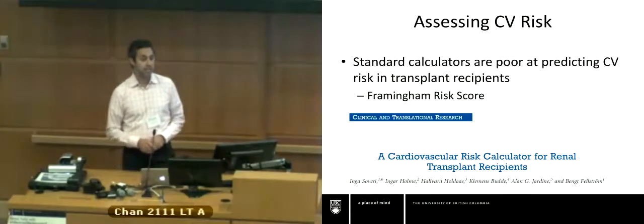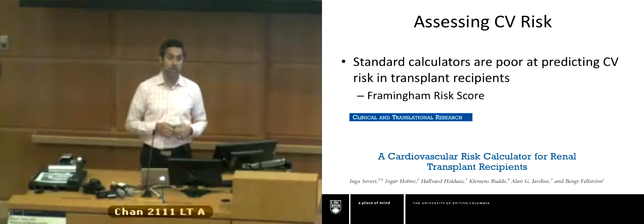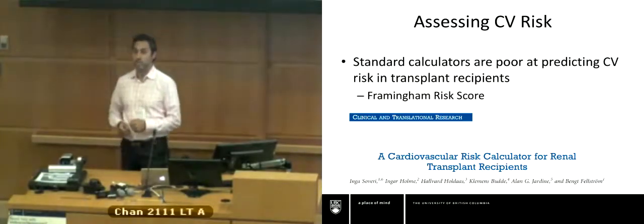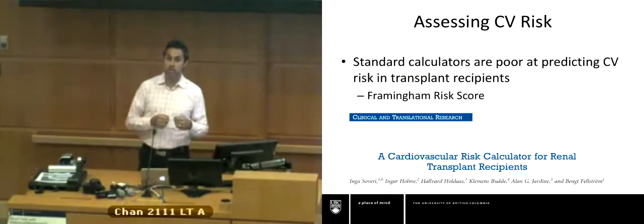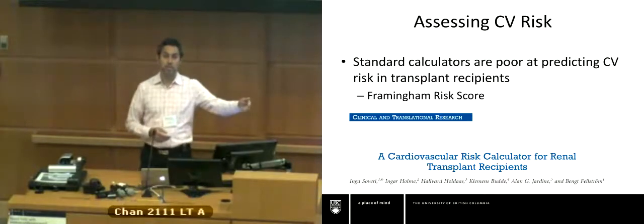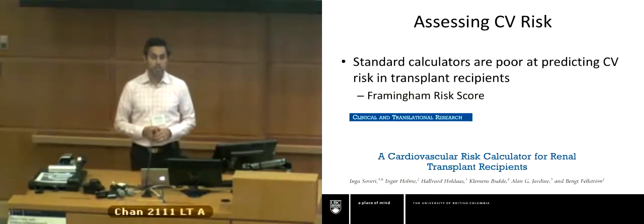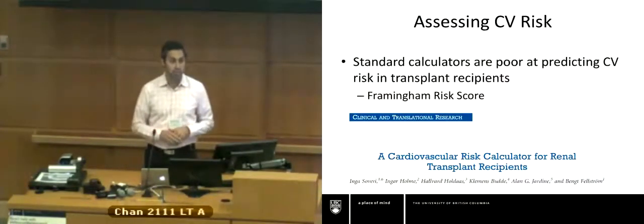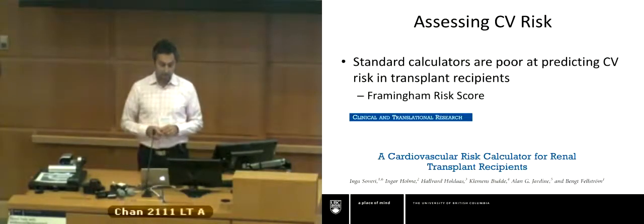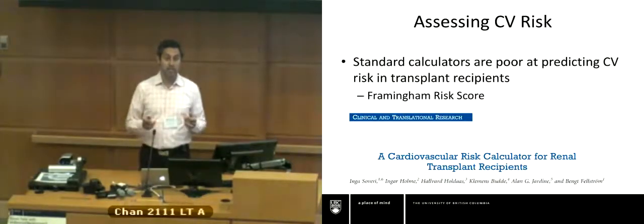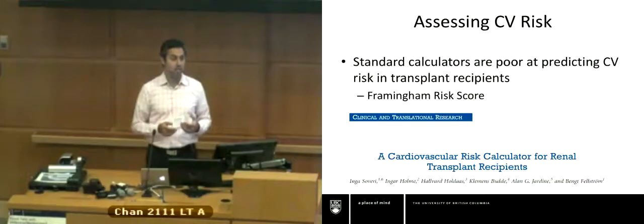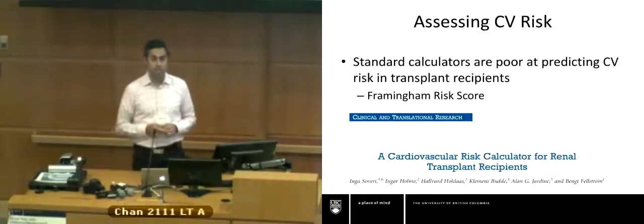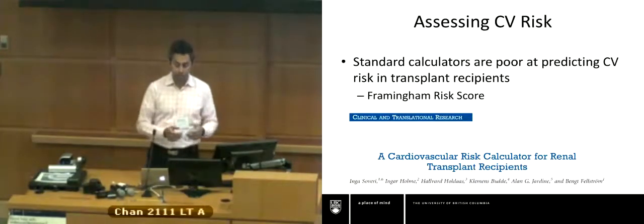So how can we assess cardiovascular risk? Well, in cardiology, we like to use something called the Framingham risk score or other risk scores to evaluate the risk of developing an MI or death in the subsequent 5 or 10 or 20 years. And the Framingham risk score is very good in the average individual, but there's not a lot of risk scores that have been developed for patients who have had a transplant.